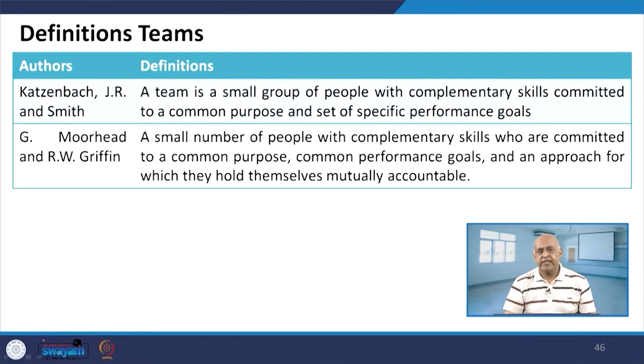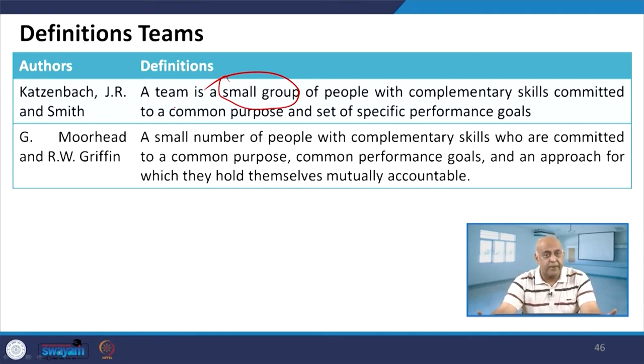Now, this particular concept has been defined by many scholars from their own perspectives. Here Katzenbach has defined the team as a small group of people. With the period of time, these definitions have changed and different people have given different definitions. So, do not be confused, because when I say small group, what is small? 10 is small, 20 is small, 100 is small, 1000 is small. So, in that case, this is in the context of a group with complementary skills committed to a common purpose.